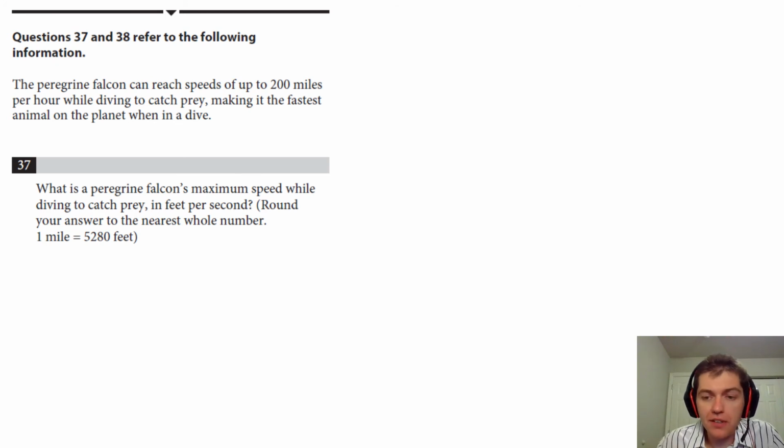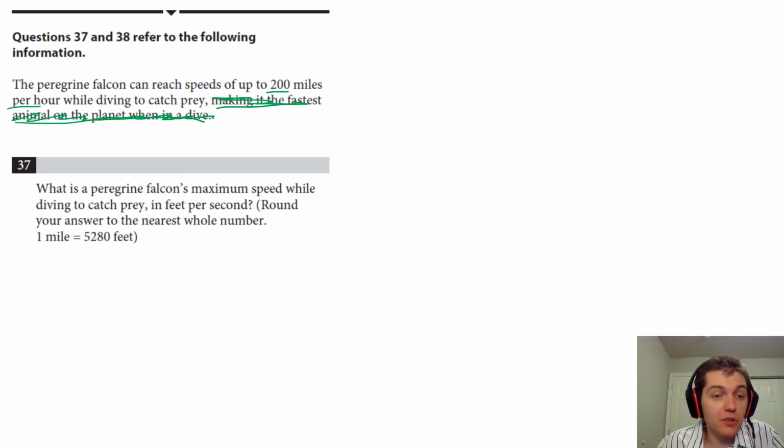Problem 37, they start with information that is good for 2 problems about this falcon, and all they say in this information up here is this falcon reaches speeds of 200 miles per hour. That's all you need to know in terms of the math. And if it were an animal SAT, you'd have to know whether it was the fastest animal alive. You don't, because it's math. Just cross all that out, or just don't think about it in your mind. 200 miles per hour is the only number you need.